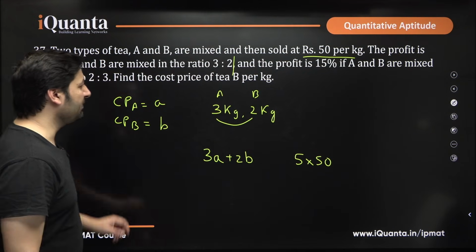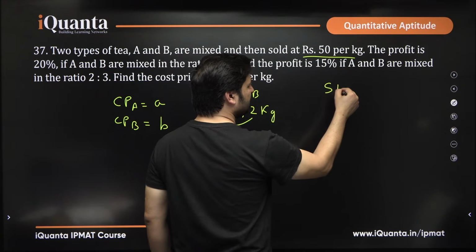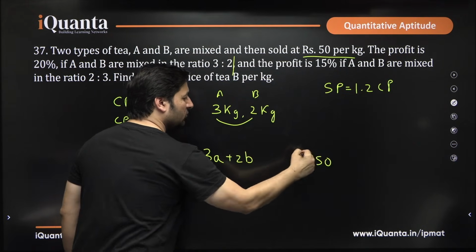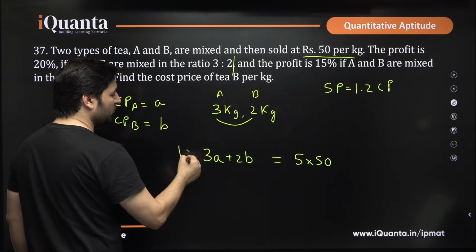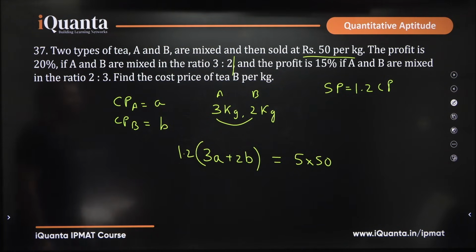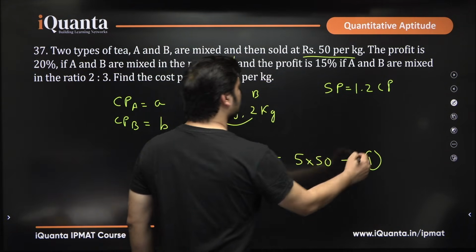Whenever we have 20% profit, what is the equation that we write for SP and CP? SP is equal to 1.2 CP when we have 20% profit. Yes or no? So this is the total SP. SP should be equal to 1.2 times CP, because we have 20% profit. This should be the equation we should get, right? This is equation 1 out of the first statement.